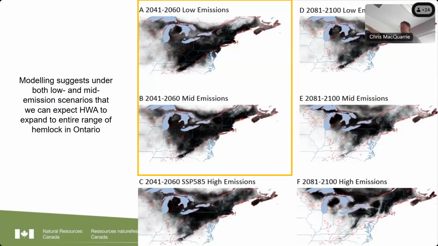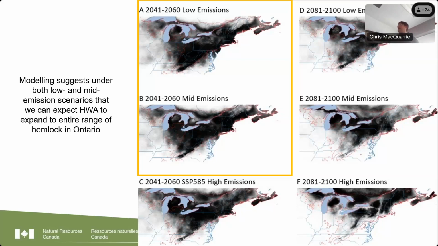And the ones I'd have you look at are just in the yellow box there. Basically, even under a low emission scenario and a mid emission scenario in the near future, so out to like 2060, what it predicts is that hemlock woolly adelgid could fill the range of hemlock in Ontario. Right? So that's the potential risk under a business as usual type scenario.